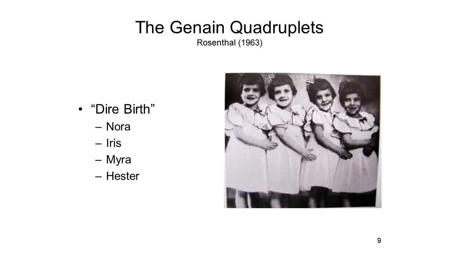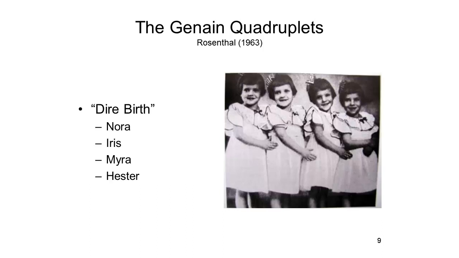The story is that each of the Genain quadruplets suffered from schizophrenia. And the fact that they had parents who were mentally ill and they all suffered from the same mental illness is consistent with the idea that there's a strong genetic component to schizophrenia. But the specific features of their illnesses differed greatly among the children. Nora, Iris, and Hester became so ill that they had to be hospitalized on at least one occasion, but Myra never became that seriously ill.